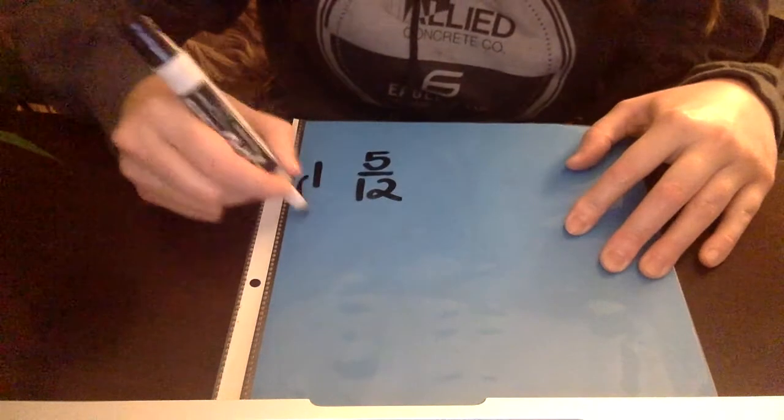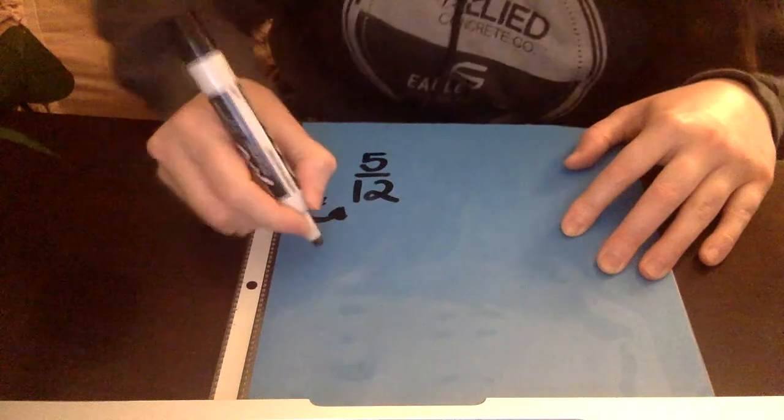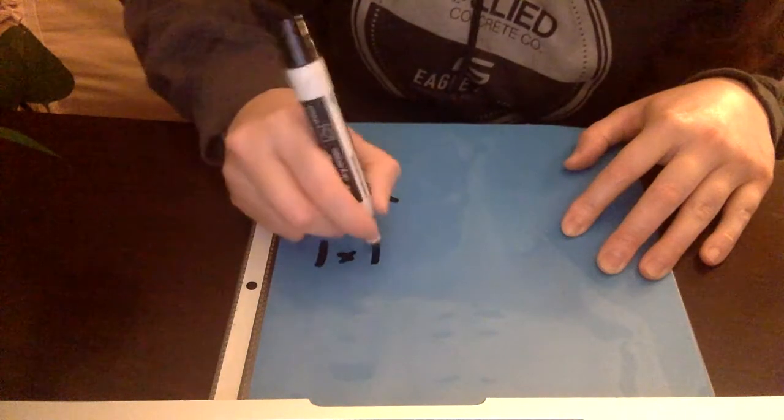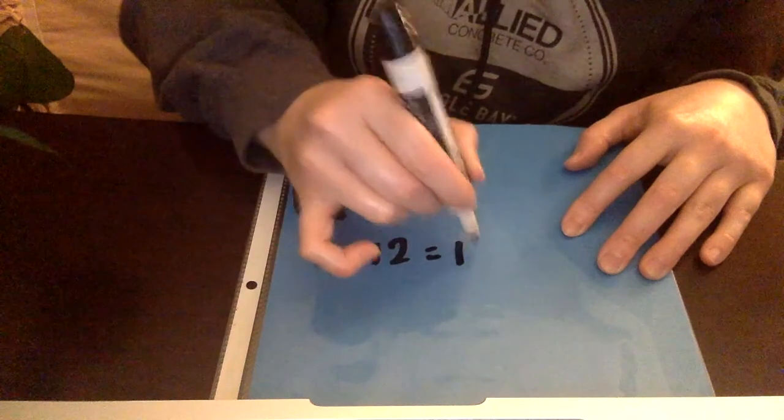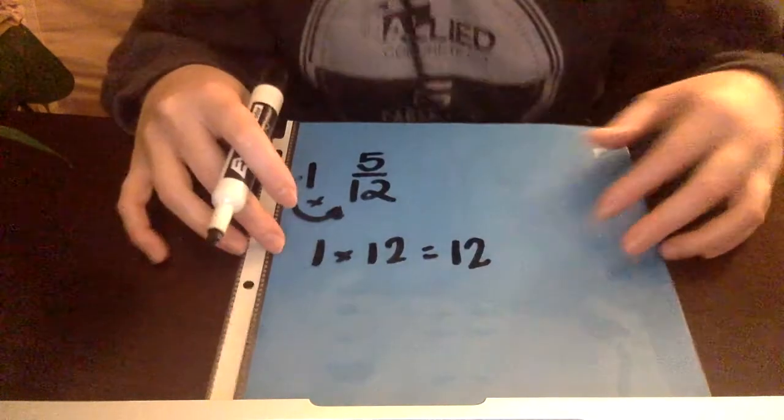We can do an additional example of converting a mixed number to an improper fraction. Again, I'm going to start by multiplying my whole number by my denominator. Right? In this case, that's going to give me the equation 1 times 12. Any number multiplied by 1, of course, is itself, so 1 times 12 is going to give us 12.